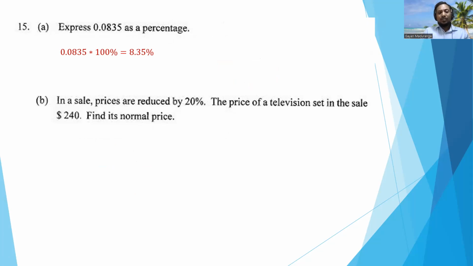In the sale, the price is reduced by 20%. The television set in the sale is $240. Find the normal price. That means once it is reduced, it's 240, and you need to find the original value. So the original value is x. With the 20% discount, you will sell it at 80% of it. So 80% is 240. By doing some maths with cross multiplying, you will get x is 300.